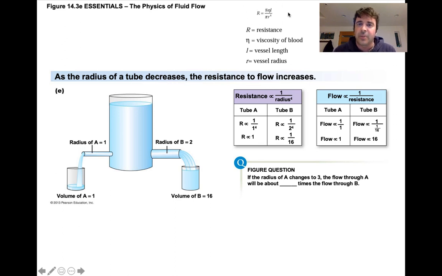So resistance is actually this big, long, crazy equation in which it takes viscosity and length of the blood vessel, pi multiplied by radius, raised to the power of 4. So that's what resistance is, if you're just to calculate resistance here.